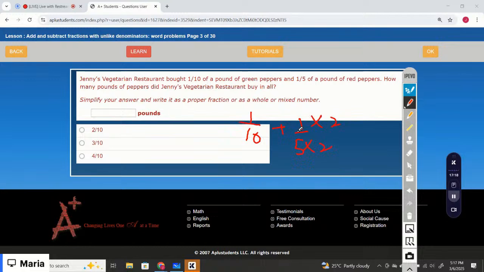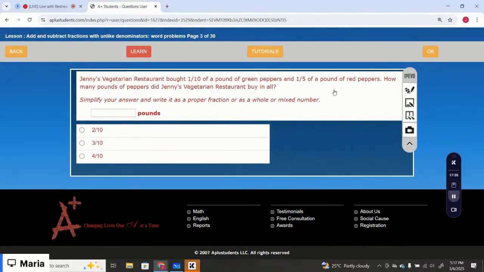5 times 2 is 10. 1 over 10 plus 2 over 10 makes 3 over 10. So the correct option is 3 by 10. Option number 2 is the correct option. That is 3 by 10.